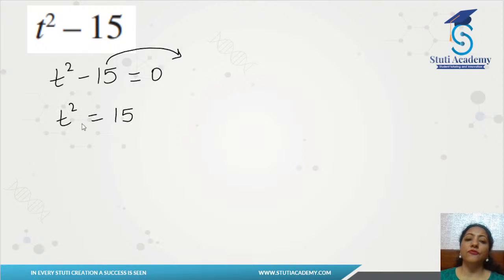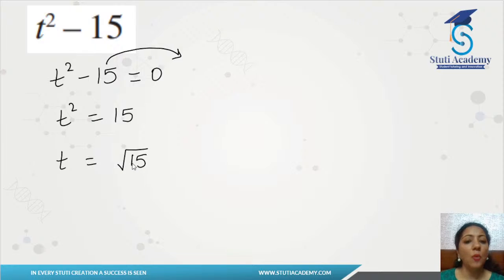We need to solve for that value of t which is going to make this polynomial 0. We are solving for the value of t. We are not solving for the value of t square. So since I want the value of t, I'm going to take square roots on both sides. If I take the square root of t square, I'm going to get here the square root of 15.